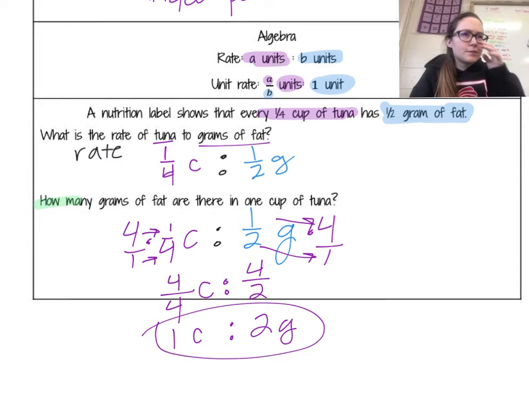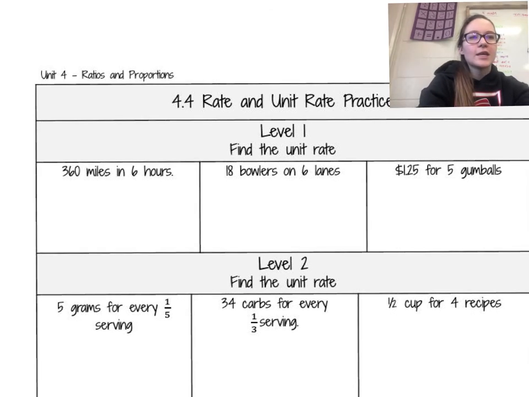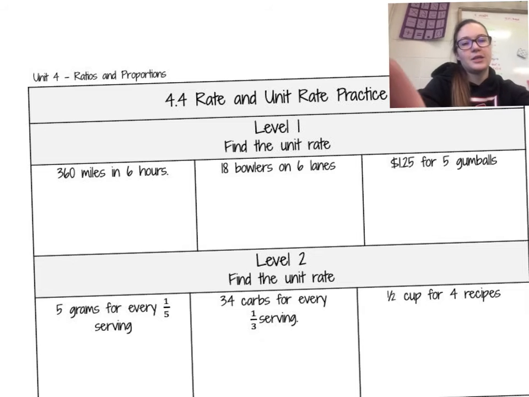Okay. I'll do an example from the practice with you. So let's flip over to the practice. Okay, so these all say find the unit rate, right? We're looking for the unit rate every time. Okay. When you are finding unit rate, you have to figure out which makes more sense, right?